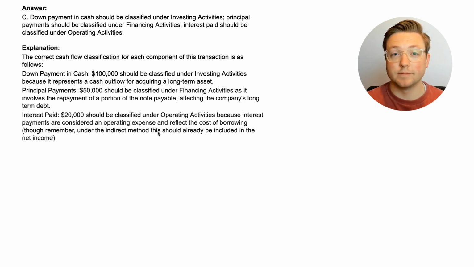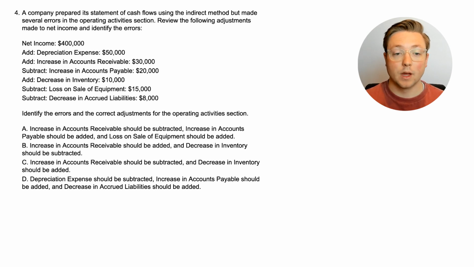Let's go to the next question. All right, here we are at question 4. A company prepared its statement of cash flows using the indirect method but made several errors in the operating activities section. Review the following adjustments made to net income and identify the errors. So we have to look at what they did.